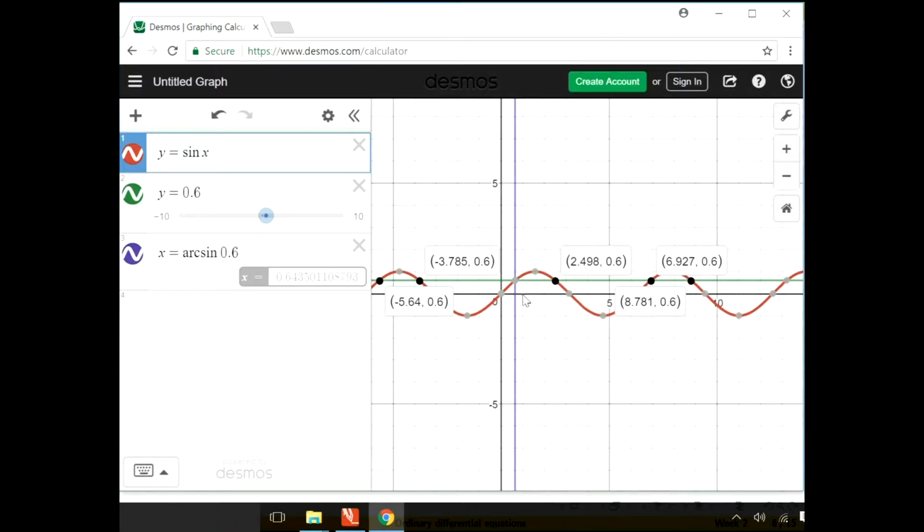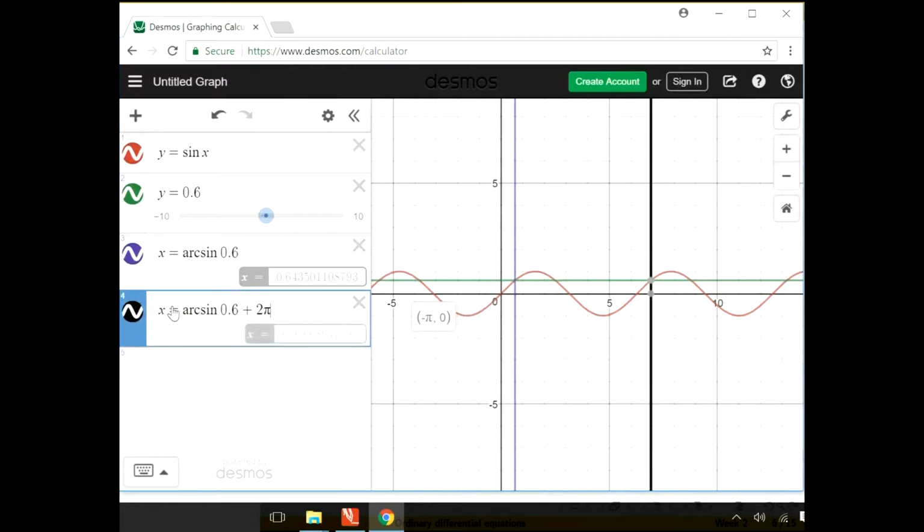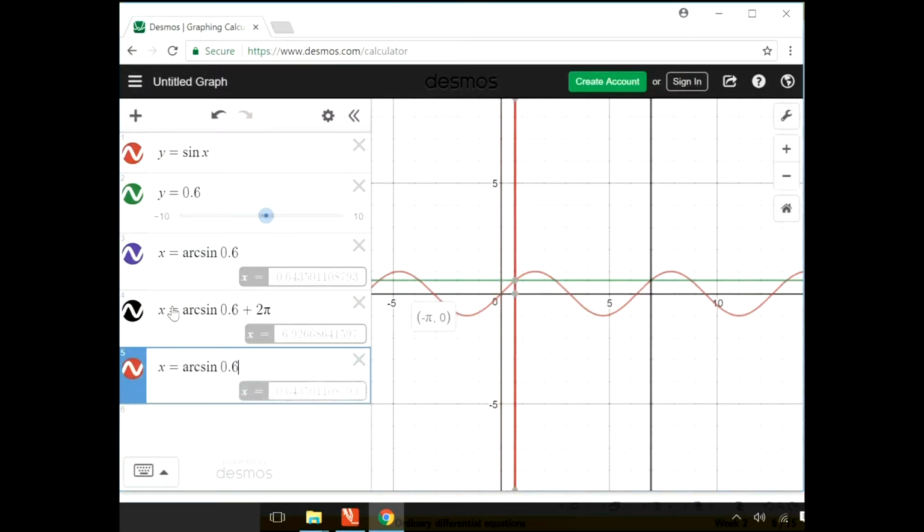So recall that the function sine x is periodic with period 2 pi. So if arc sine of 0.6 is a solution, then plus 2 pi is also a solution. And arc sine, inverse sine, minus 2 pi is also a solution. And maybe plus 4 pi is also a solution, and so on. So there are going to be infinitely many of them. But that's not all.